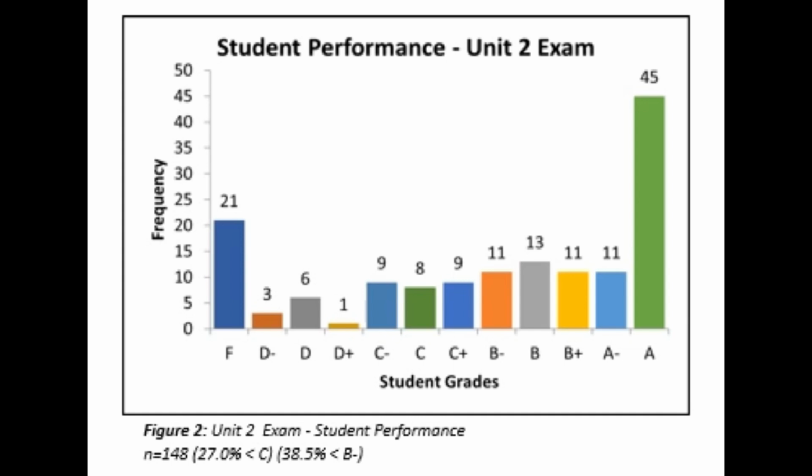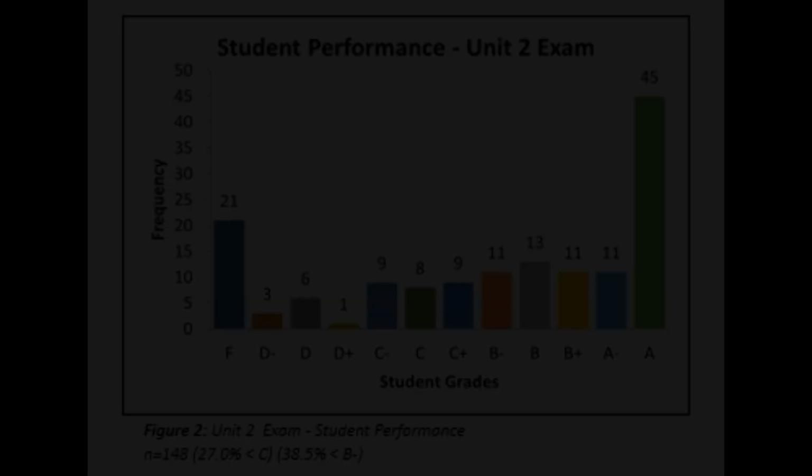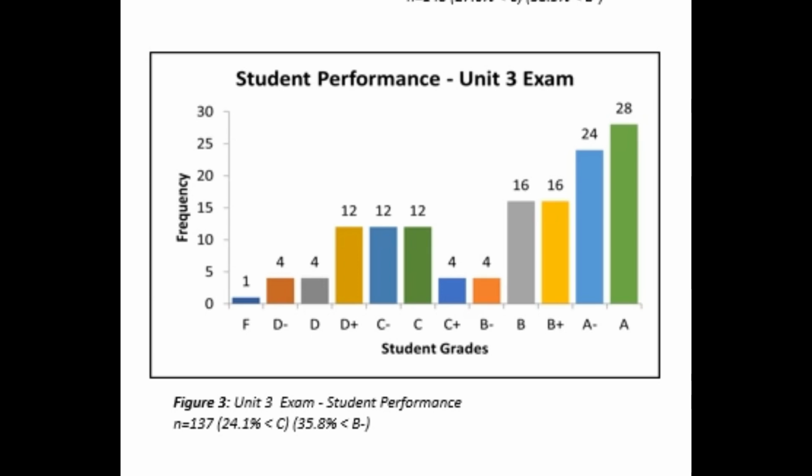Now, those last two categories, below a C and below a B minus, by the time we got to the Unit 3 exam, had improved a little bit. We went from 27% below a C to 24%, so 3% roughly moved out of that category. And in the below a B minus range, from 38.5% to 35.8%. So again, there we have about a 3% change.